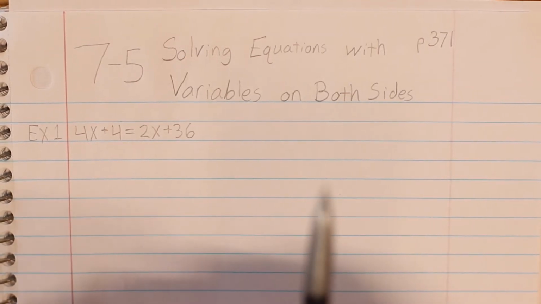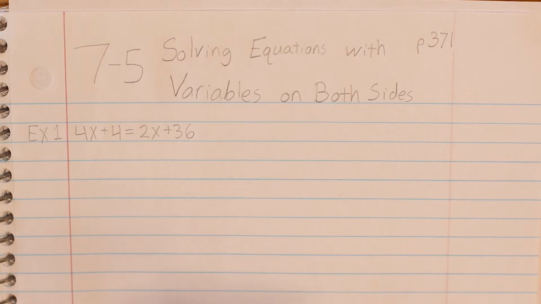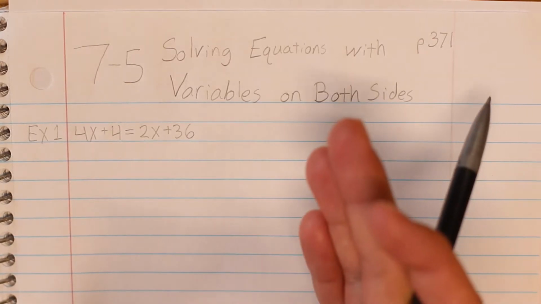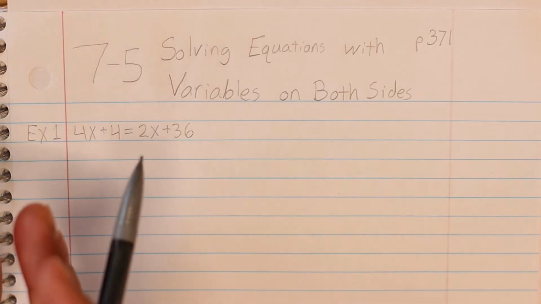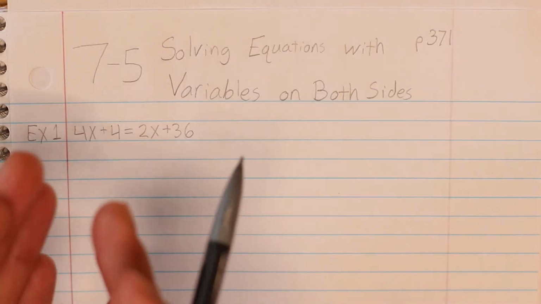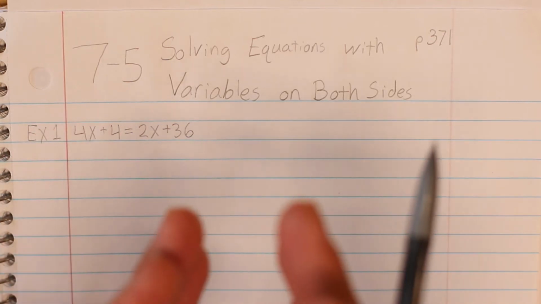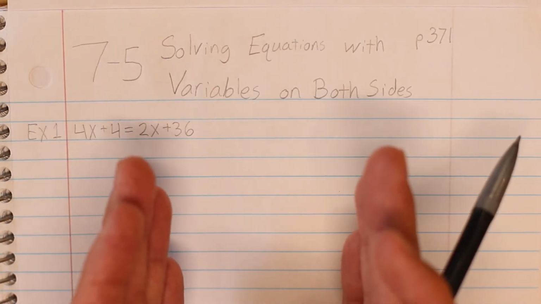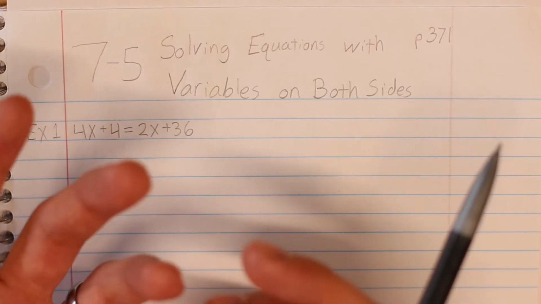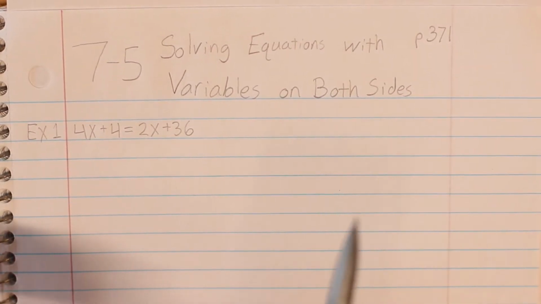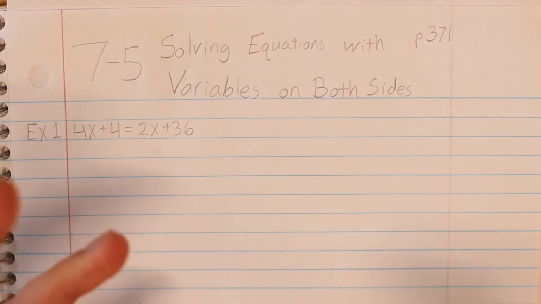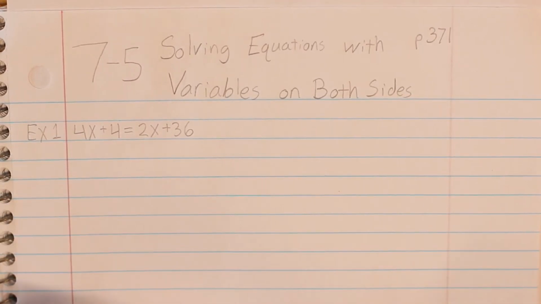Alright, so the key to solving these problems is quite simple. We want the variable to be on one side. And the reason for that is because we want the variable to equal a number. We want the variable by itself to equal some number. It's almost like you're defining what x is, like you're giving a definition. X is this thing, okay?